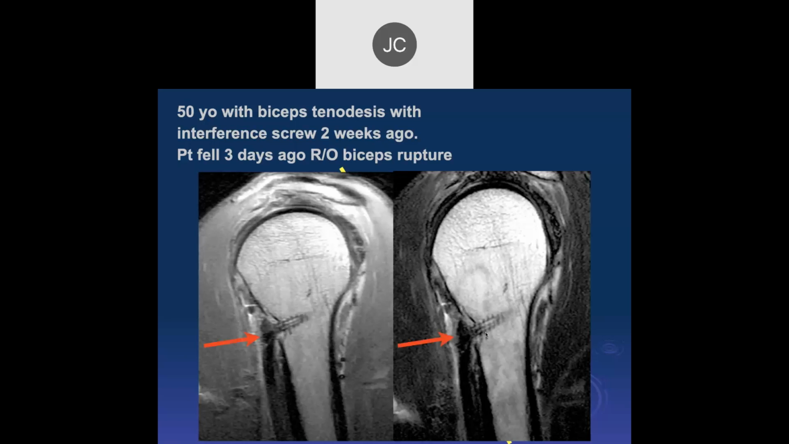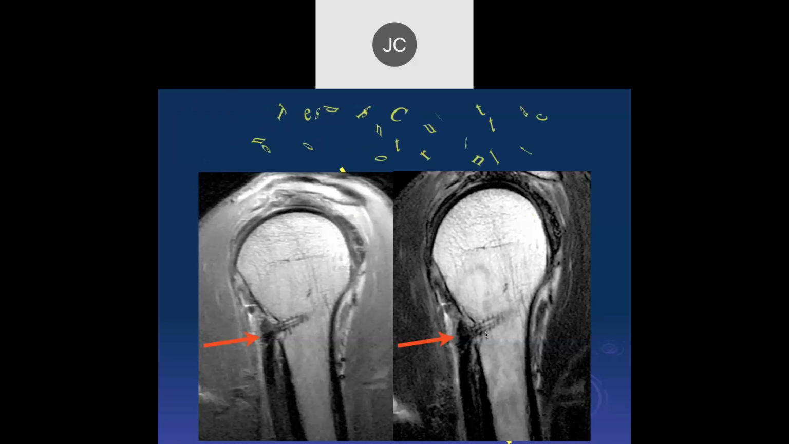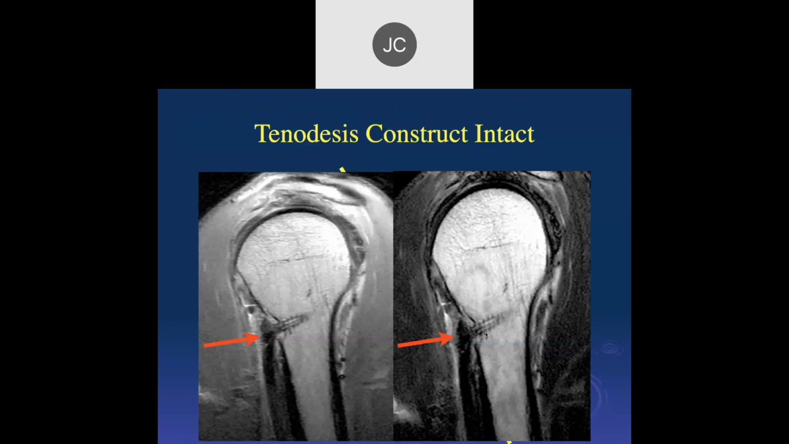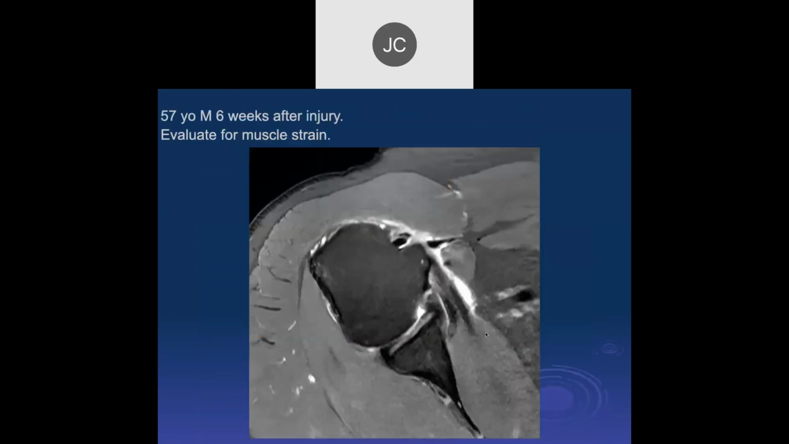And this one probably had loops around it, and this one is a suture anchor. Okay. It's a decent tenodesis, but it's outside the joint. I don't know why.